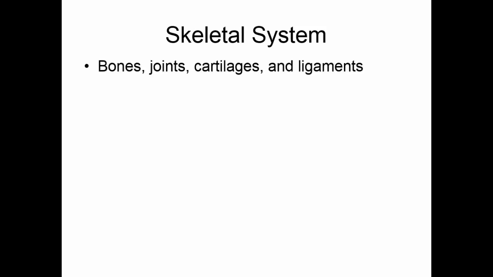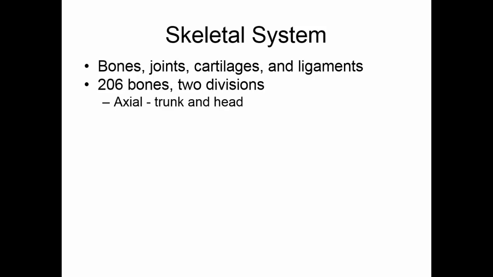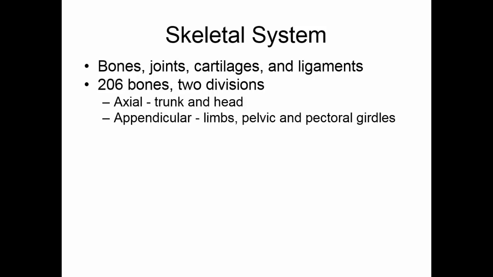The next organ system we're going to discuss are the bones and the joints, the skeletal system. The skeletal system is composed of the bones, the joints, the cartilage, and the ligaments. There are 206 bones on average that can be divided into two separate groups. The axial skeleton are the bones of the trunk and the head, or the skull. The appendicular skeleton are the bones of the arms and the legs, and the bones that help attach them to the axial skeleton. These are known as the pelvic and pectoral girdles.